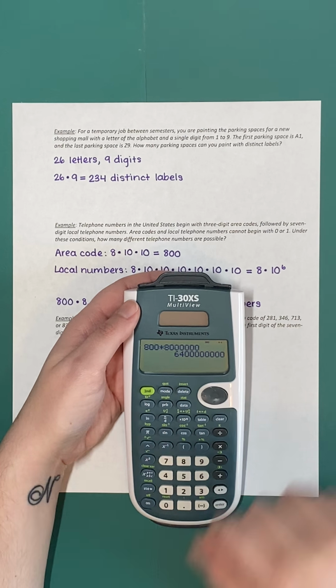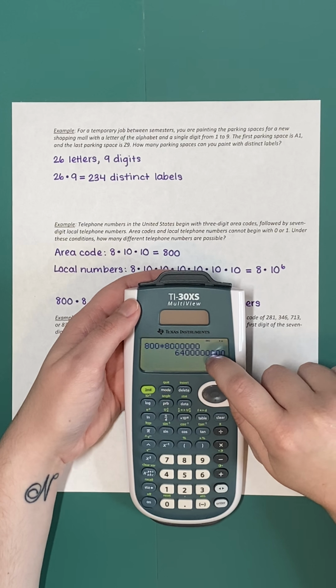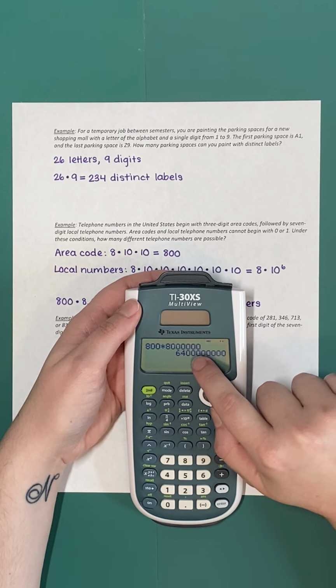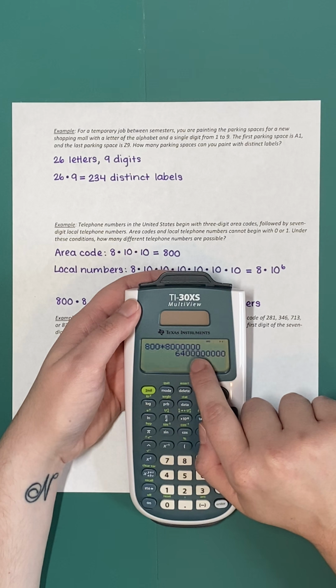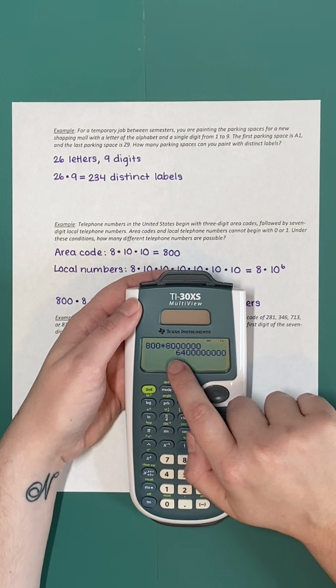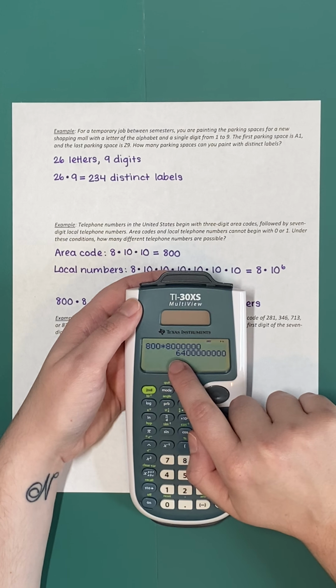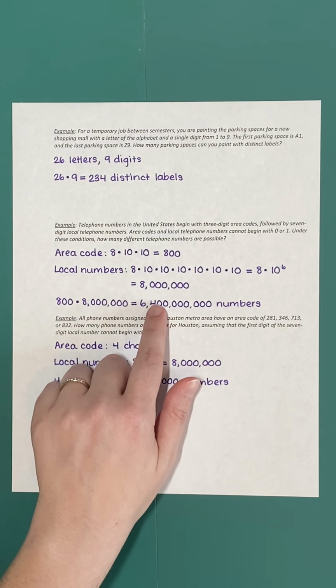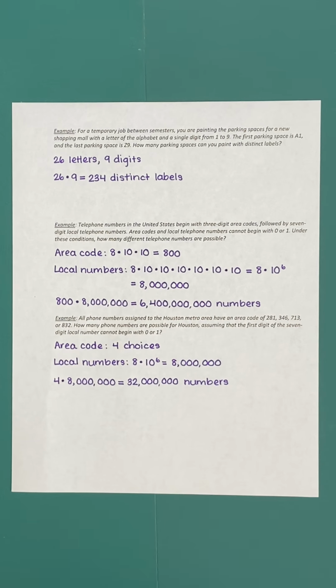Now what is this? Again, count your zeros. So 3 zeros, that takes us to thousands. 3 zeros, that takes us to millions. 2 zeros and a 4, which then takes us to billions. So that is 6,400,000,000 numbers. That's actually the number of phone numbers we could come up with here in the United States just using our area codes and using our local numbers.